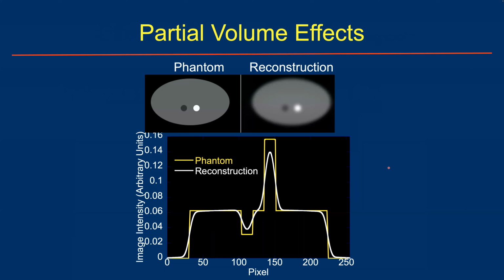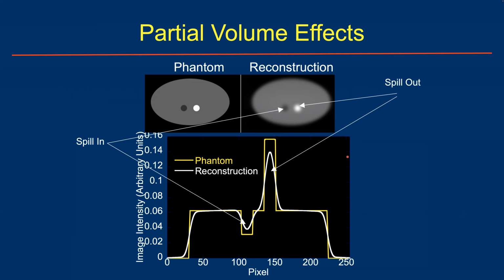The blur caused by the limited resolution can also introduce the partial volume effect, as shown here. If you have a phantom with two spheres, one dark and one bright, after reconstruction the image is very blurred. If I draw a profile, we can see the estimated activity in the high uptake regions is reduced.